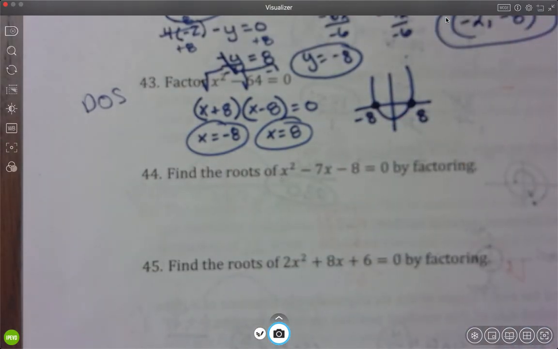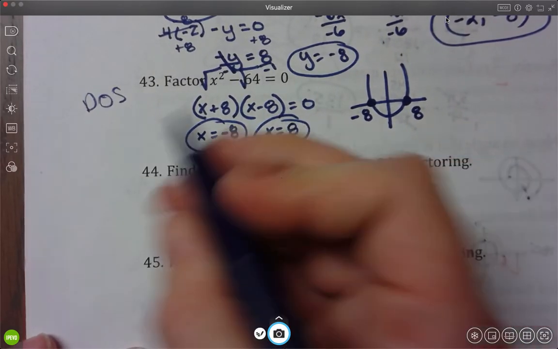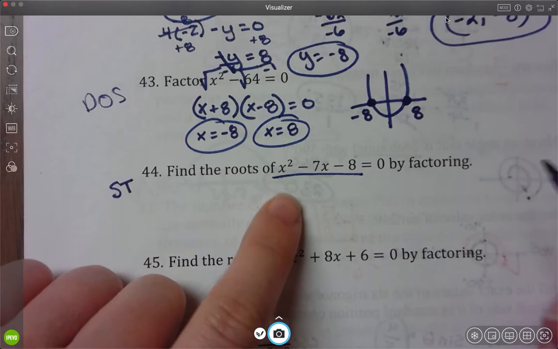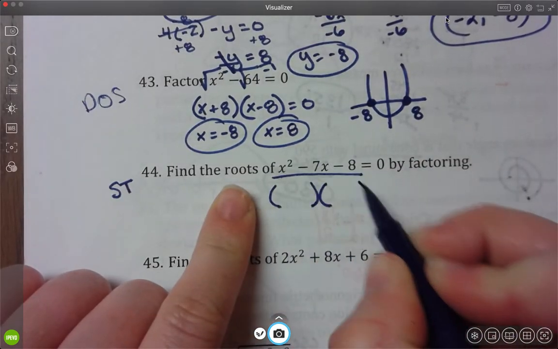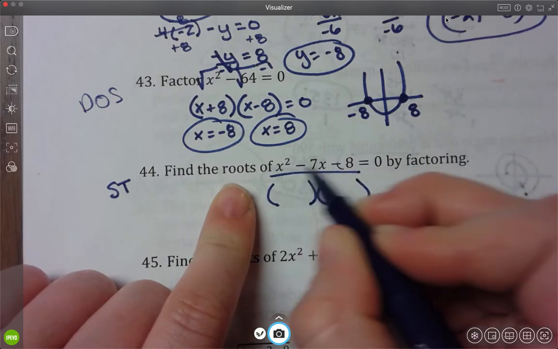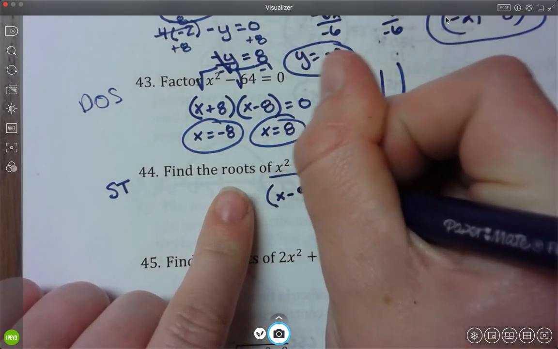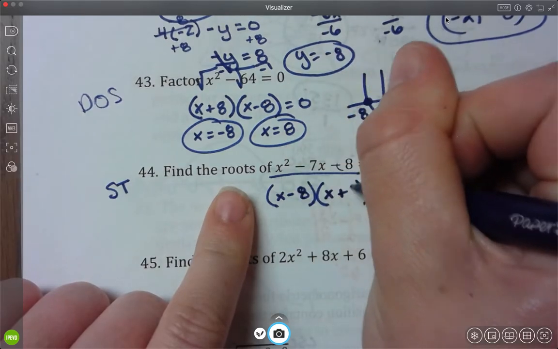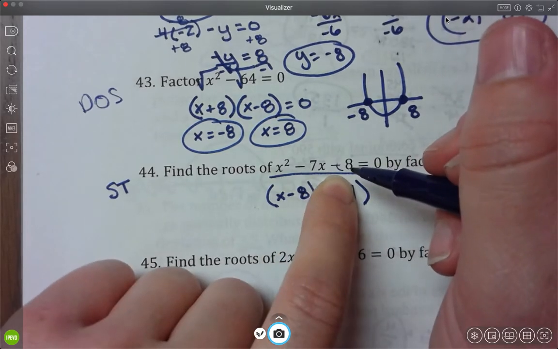Number 44, they want us to factor this guy down. So this is a trinomial. He is a simple trinomial because there's no number in front of the x. So to do this one, I just say, what do I multiply to get negative 8, but when I add them, give me negative 7? Multiply to get negative 8 would be negative 8 and positive 1. Let's see if that works. Negative 8 times 1 will give me negative 8. Negative 8 plus 1 is negative 7.